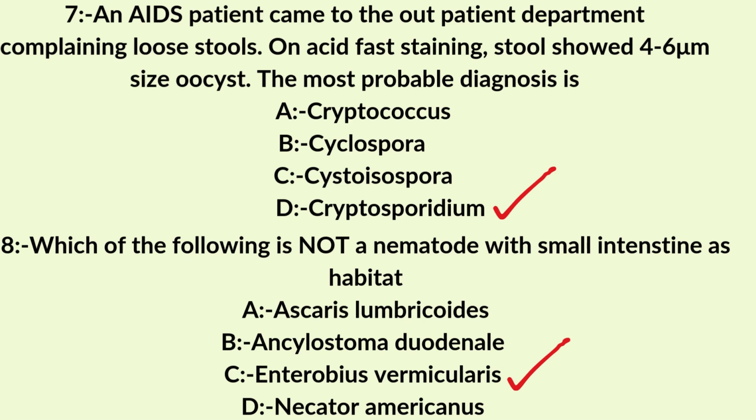Next question, which of the following is not a nematode with small intestine as habitat? Options: Ascaris lumbricoides, Ancylostoma duodenale, Enterobius vermicularis, Necator americanus. Answer is Enterobius vermicularis. Enterobius is also known as pinworm. Their habitat is usually the large intestine. All the others, Ascaris, Ancylostoma, Necator americanus, are mainly seen in the small intestine, while Enterobius vermicularis is seen in the large intestine.